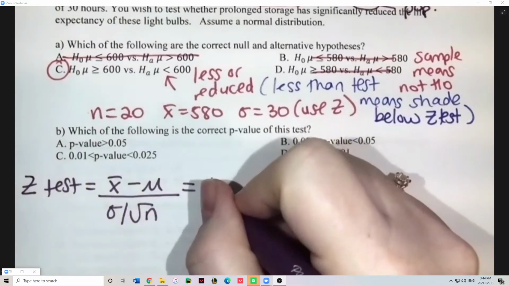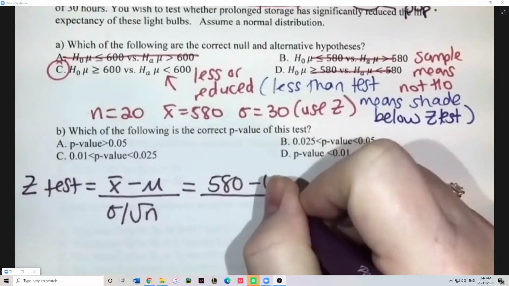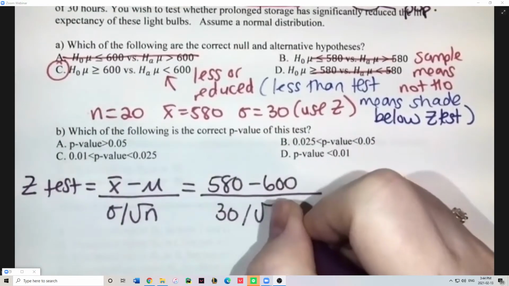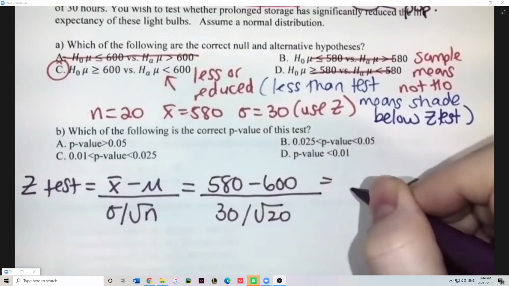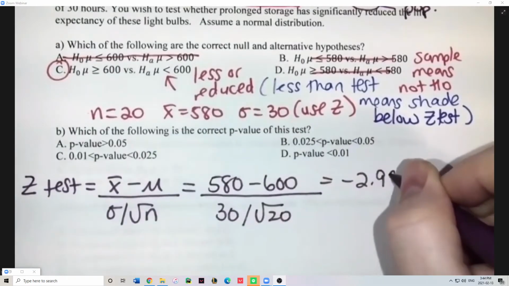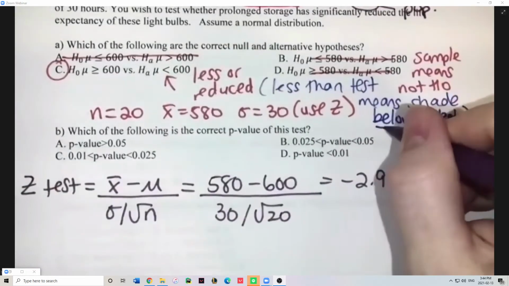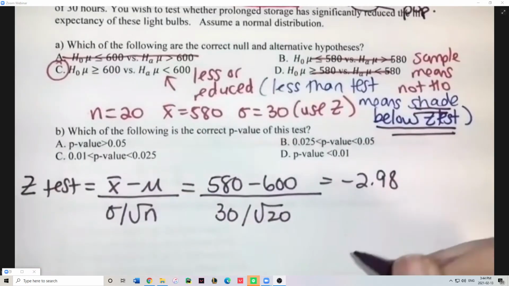Okay, so let's see what you got. So it should be 580 minus 600 divided by sigma, which is 30 over root 20. That should have given you negative 2.98. Now remember, this is a less than test, so we shade below the Z test.